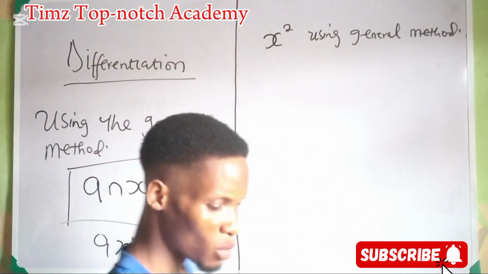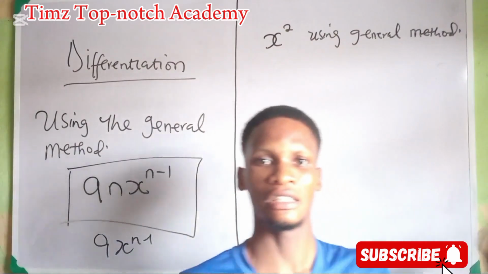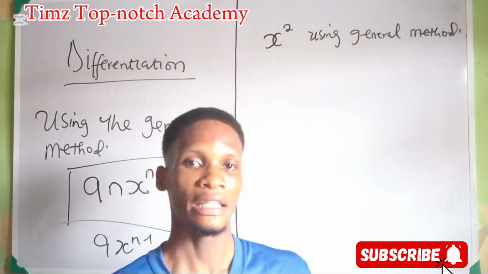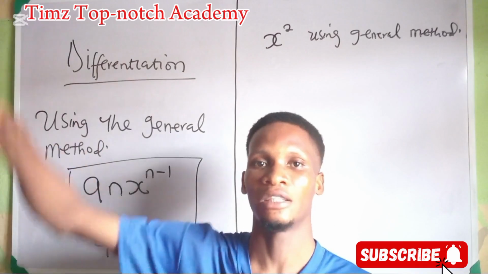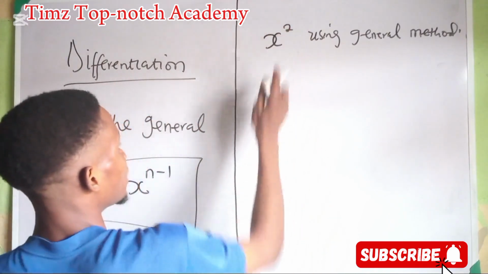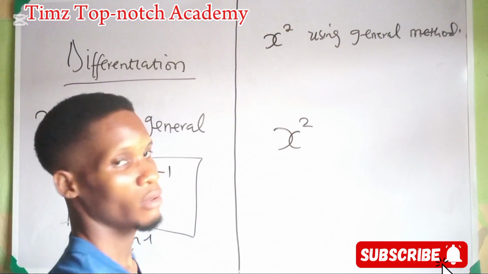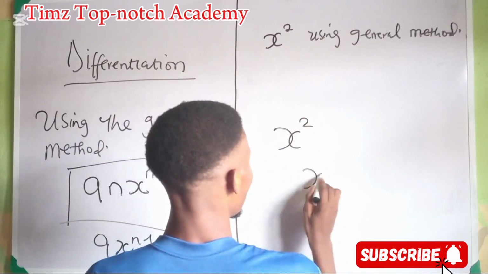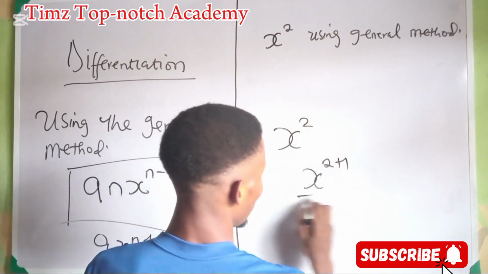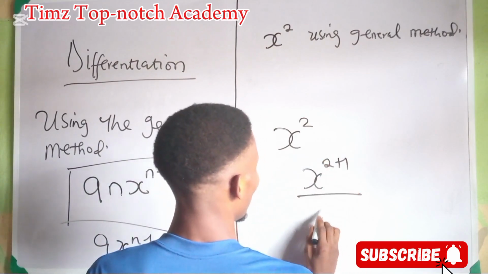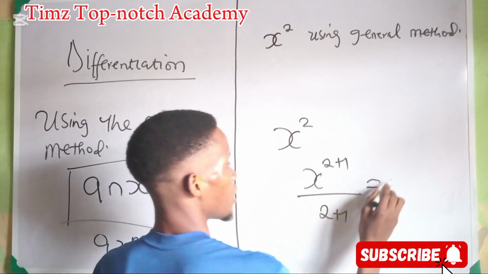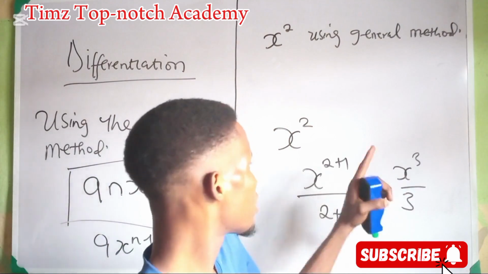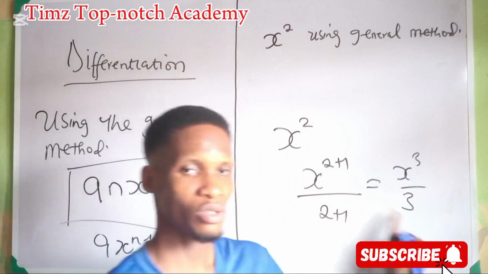The difference between differentiation and integration is that in differentiation you subtract from the power, whereas in integration there is an addition. Let's say we are asked to integrate x squared. What we are going to do here is x squared plus 1, then divide by what? The power, which is what? 2 plus 1, which will give us x raised to 3 over 3. Do you understand? So this is how to integrate, and this is not differentiation.